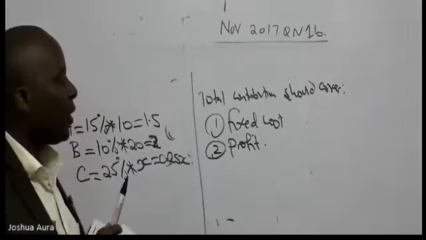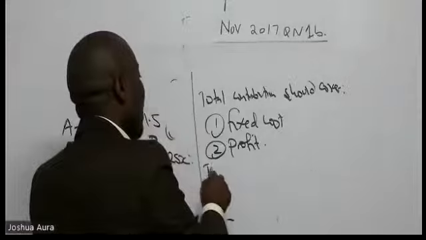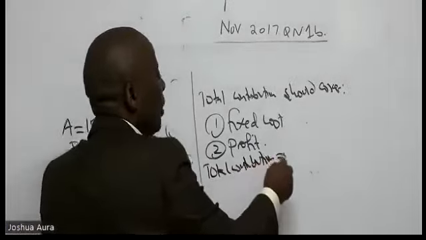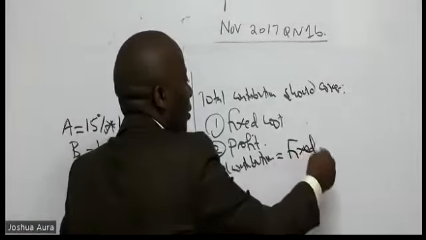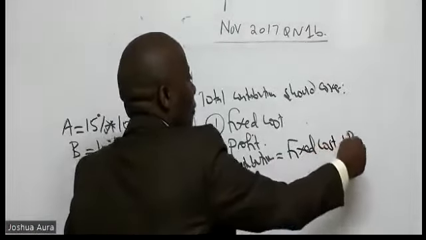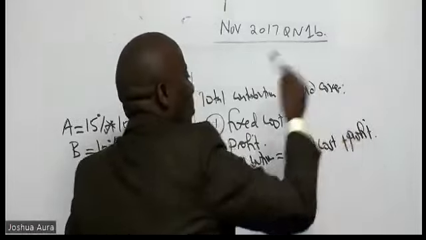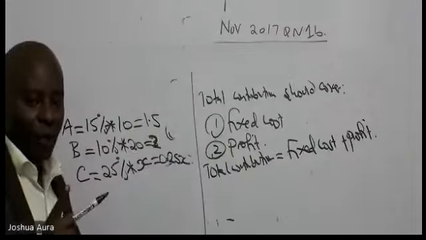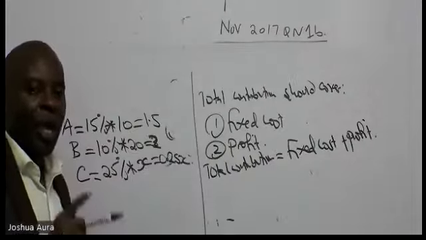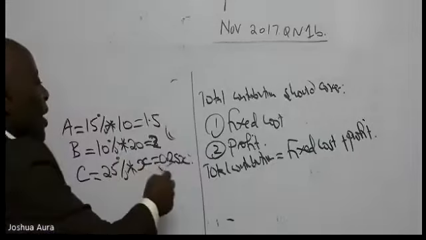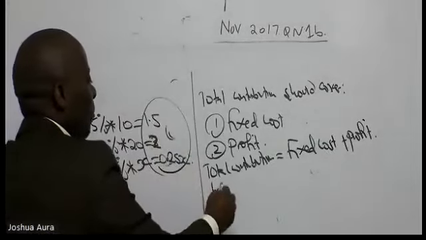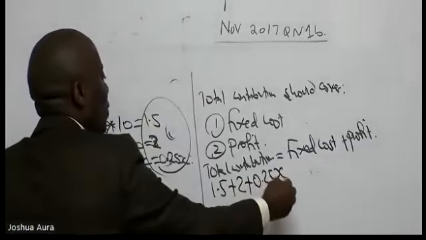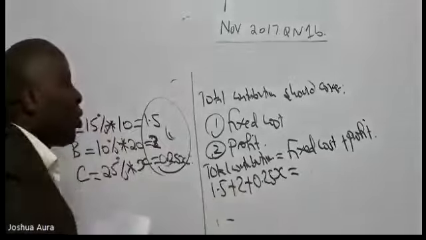So you're saying something very important, that basically my total contribution should be equal to fixed cost plus profit. Total contribution should be fixed cost plus profit. Very important for us to appreciate this. And the total contribution that I have here is given here. It is 1.5 plus 2 plus 0.25x, which should be equal to the fixed cost of the firm.